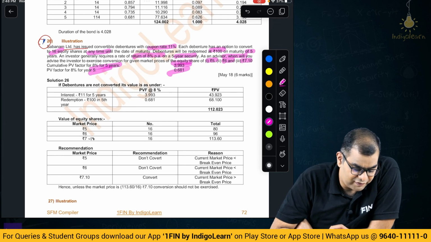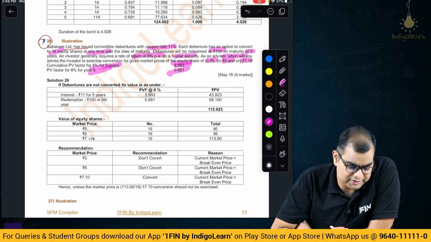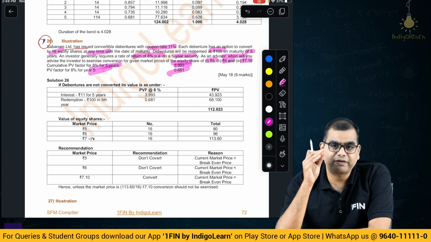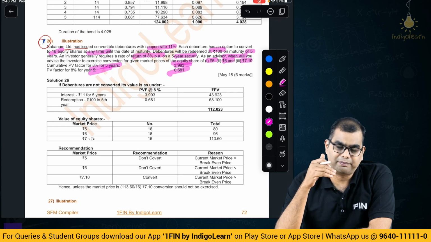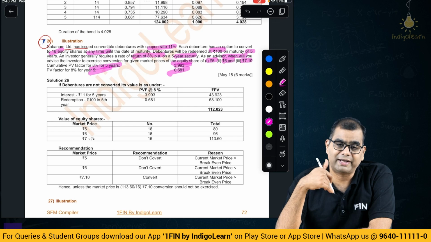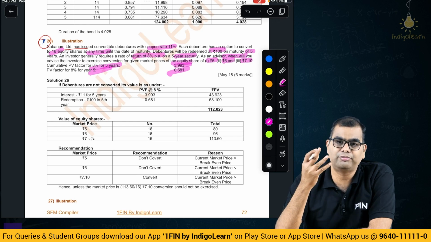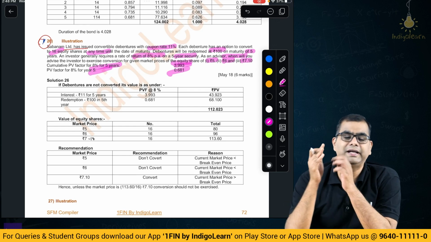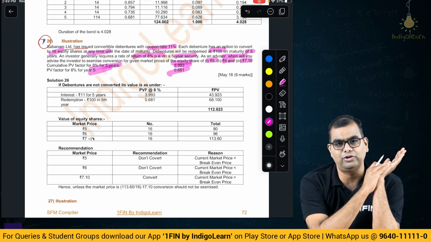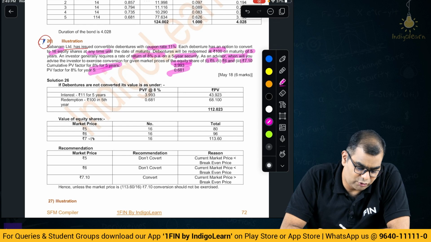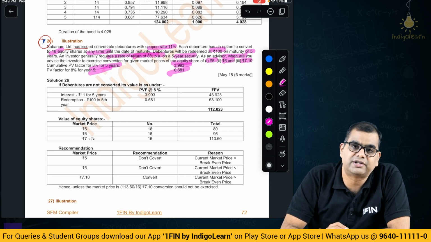Now the question is, as an advisor, when will you ask an investor to convert given the specific market price? The point here is, you have to figure out how many equity shares you are going to get. Each equity share, what is the price at which it will make sense for you, and what will you compare it with? How will you figure out whether it is making sense or not? You will compare the value of the bond if you were to hold the bond versus the value of the bond if you were to convert it into equity. So if you hold, what will you get? They have specifically said an investor generally requires 8% return on a 5-year security.